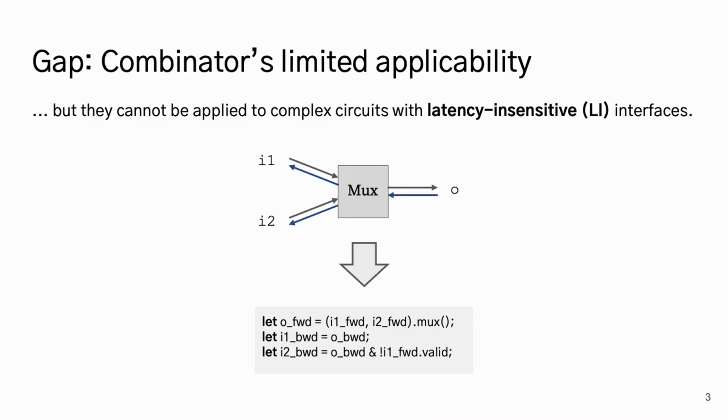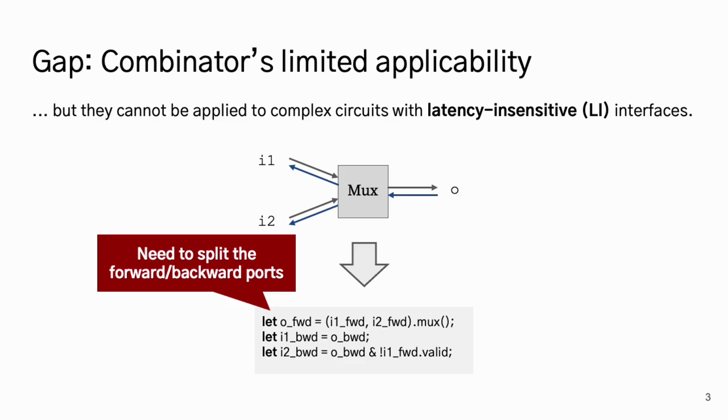However, combinators are not suitable for use in complex circuits with a latency-insensitive design. The existing port combinators combine ports from the same direction, so you need to split the forward and backward ports to express the latency-insensitive design. This is against the purpose of the interface being a communication unit.